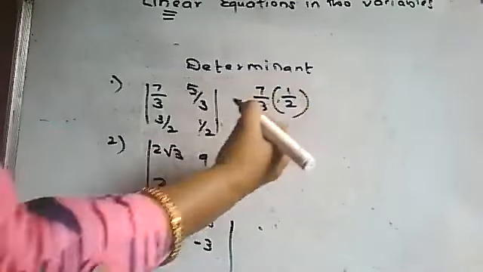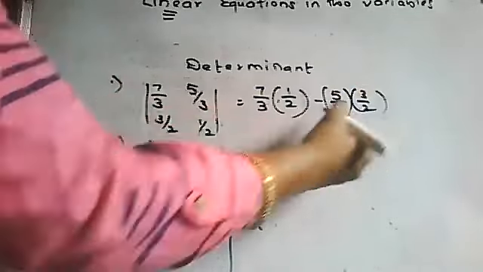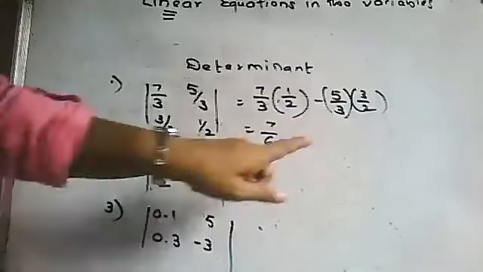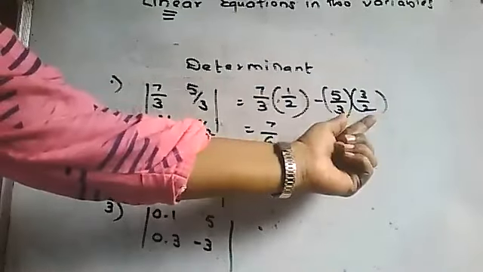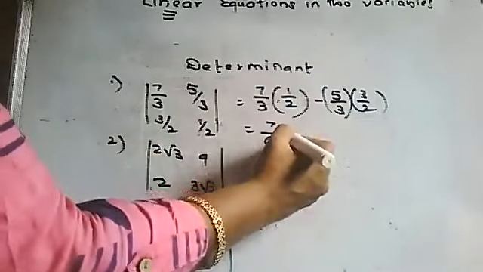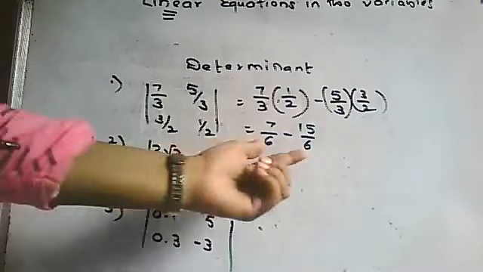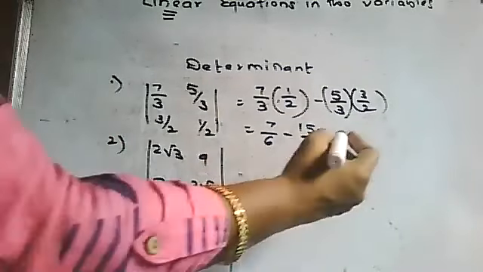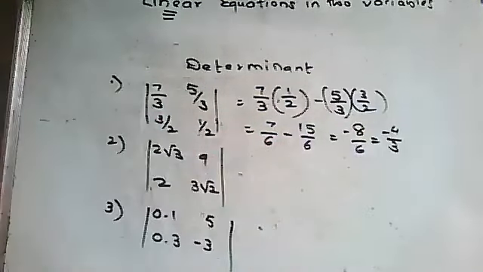7/3 into 1/2 minus 5/3 into 3/2. Here nothing can be reduced, so I'm taking 7/6. Here this 3 and 3 can be reduced, but I'm not going to reduce because here I will get the same denominator. Minus 15 upon 6. Purposely I'm not reducing it because now same denominator we have obtained, so no need to take any LCM or cross multiplication. Minus 8 upon 6, that gives you minus 4 upon 3. Okay, so minus 4 upon 3 would be your answer.